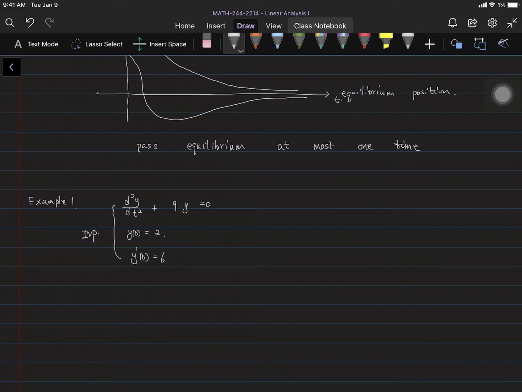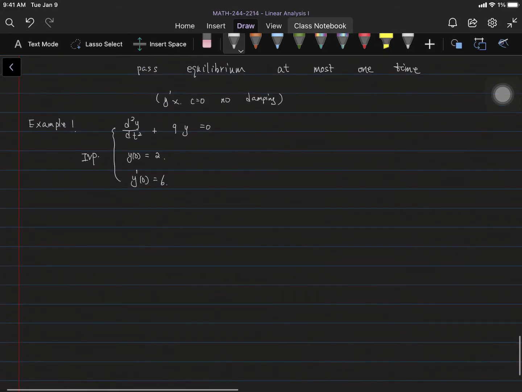And you can see this differential equation actually has no damping, right? Because there's no y prime term. Okay, so that means C equals 0, no damping. That means no dash part. Okay, no damping force. And we want to solve this. It's pretty easy to solve. And we want to decide frequency, amplitude, phase, period of the motion.